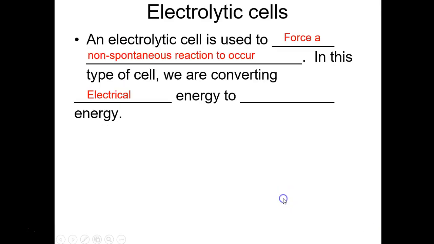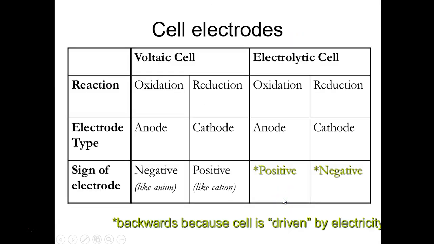Okay, so there's a number of different things we can do with an electrolytic cell, but first let's look at the differences between the two. So in the voltaic cell, oxidation occurs at the anode, and the anode is negative, like anion. And reduction occurs at the cathode, and the electrode is positive, like a cation. But in the bizarro world of the electrolytic cell, oxidation still occurs at the anode, but the anode is positive. And reduction still occurs at the cathode, but the cathode is negative.